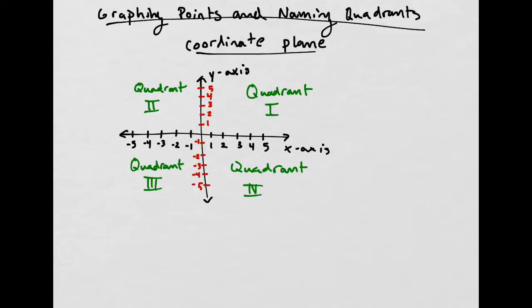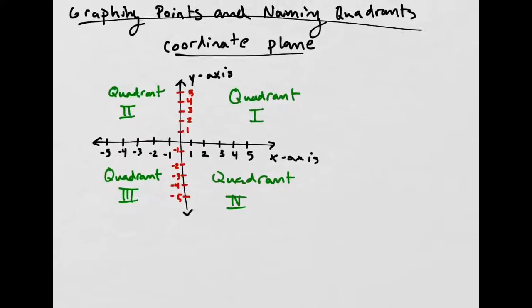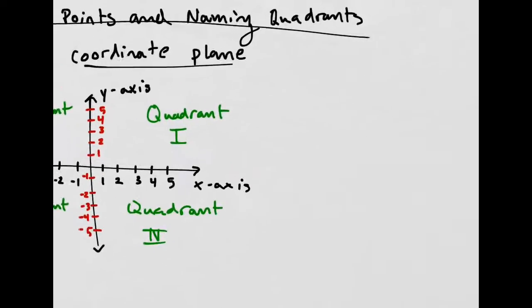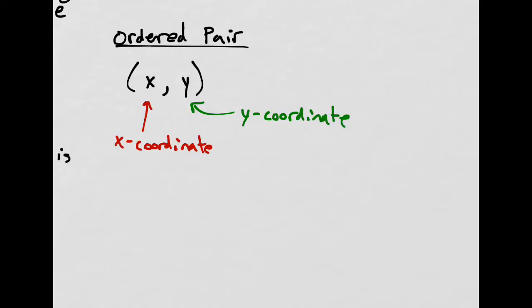Now we're going to look at an example. Actually, before we look at an example, I have to talk about an ordered pair. What's an ordered pair? I'm about to tell you, so just keep quiet, and I will tell you.